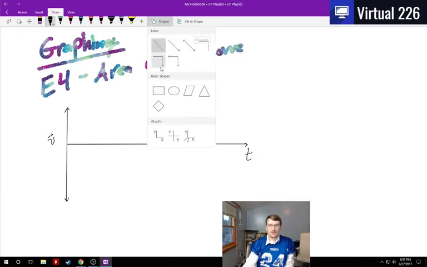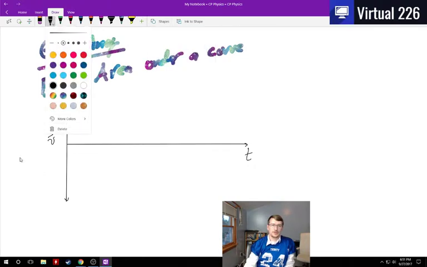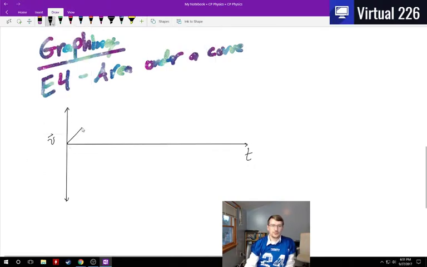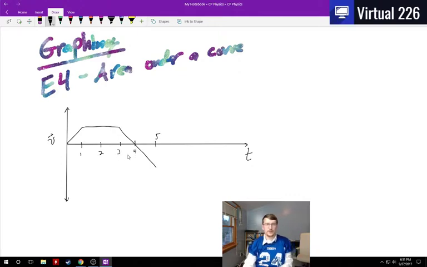Drawing a shape. Oh, I guess I could have just drawn a graph like that. Whatever. I'll just draw the shape by hand. It's fine doing that. Let's just go with 1 second, 2, 3, 4, 5. So this is 5 out here, 2, 3, 4, 5.